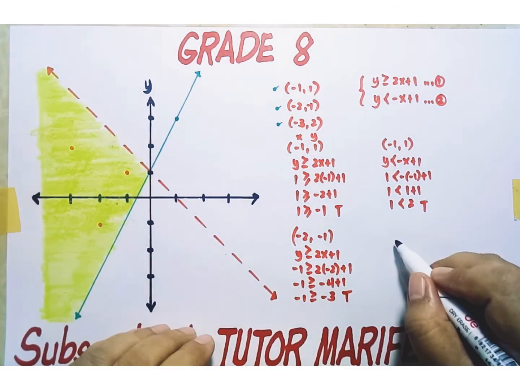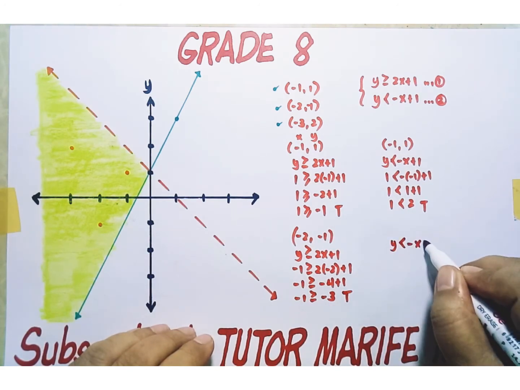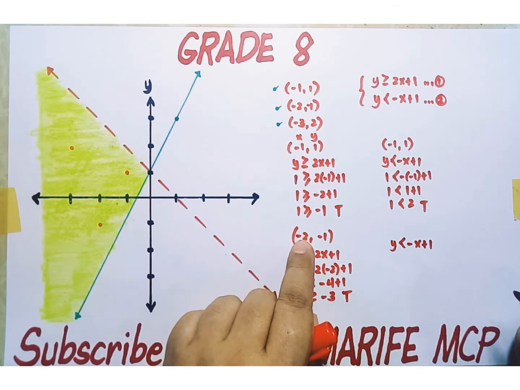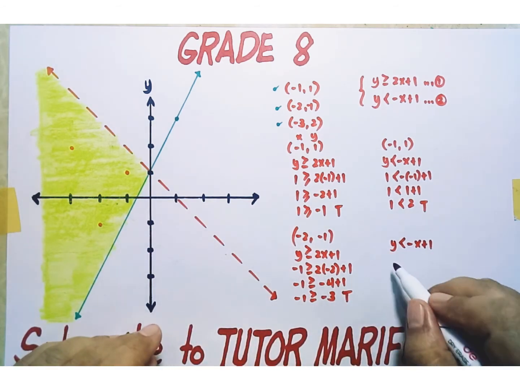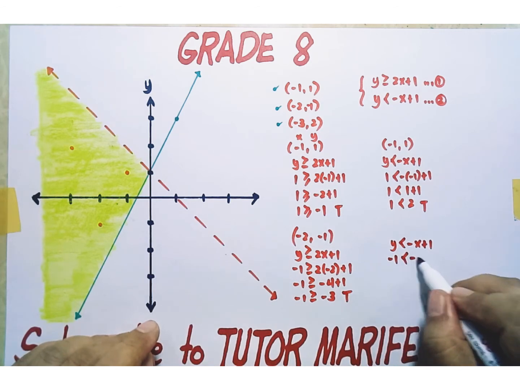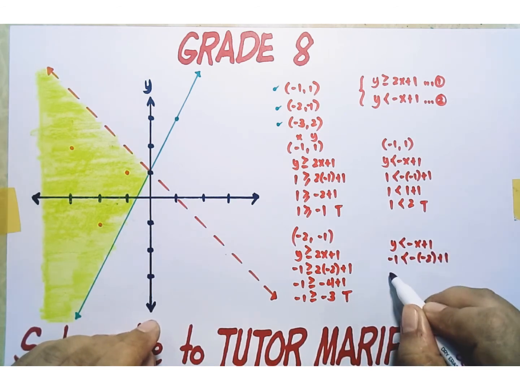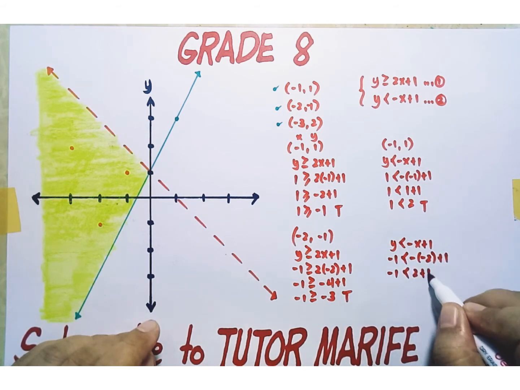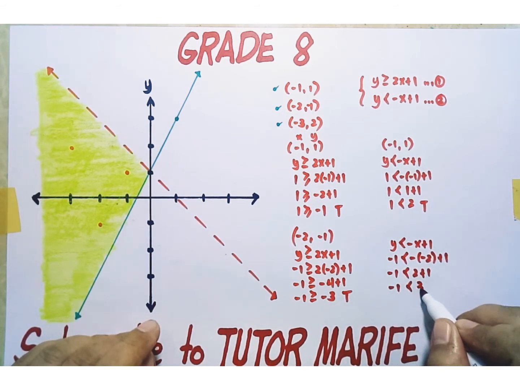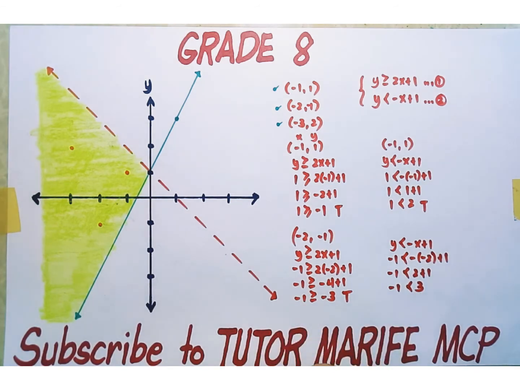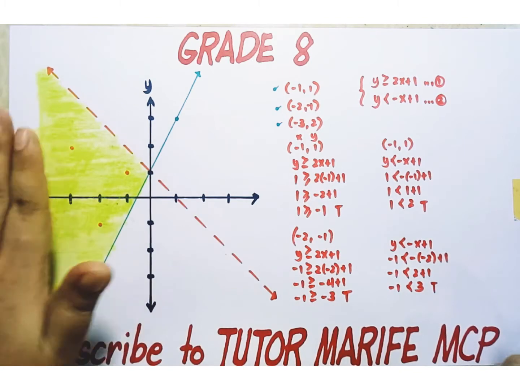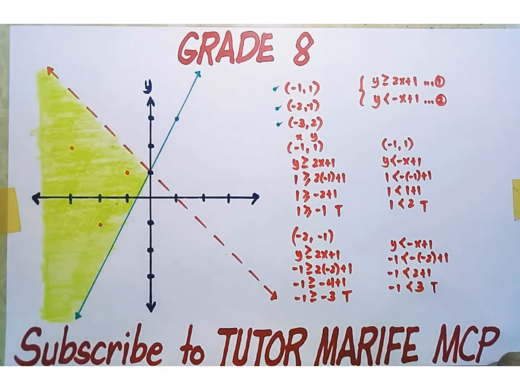Let's try the second inequality. y less than negative x plus 1. Plug negative 2 into x, plug negative 1 into y. Negative 1 less than negative 2 plus 1. Negative 1 less than 2 plus 1. Negative 1 less than 3. 3 is larger than negative 1. The open side of the inequality sign faces the larger number. This is a true statement. We both have true statements, therefore, this point really belongs to the solution set of the given system.